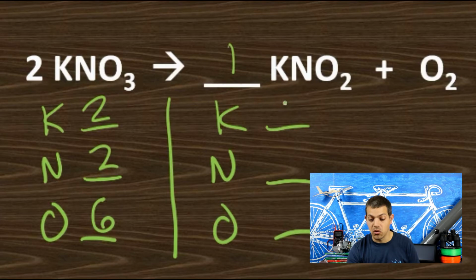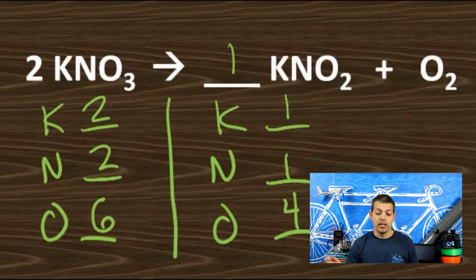Again, I'm assuming there's a 1 there. There's 1 potassium, I have 1 nitrogen, I have 2 oxygen here on this problem, and in this second part of the product, I have 2 as well, so now I have 4. So, let's start with the first one I have listed. Potassium is not matched, right? 2 versus 1, nitrogen 2, 1, right? So nothing is matching, nothing's balanced.